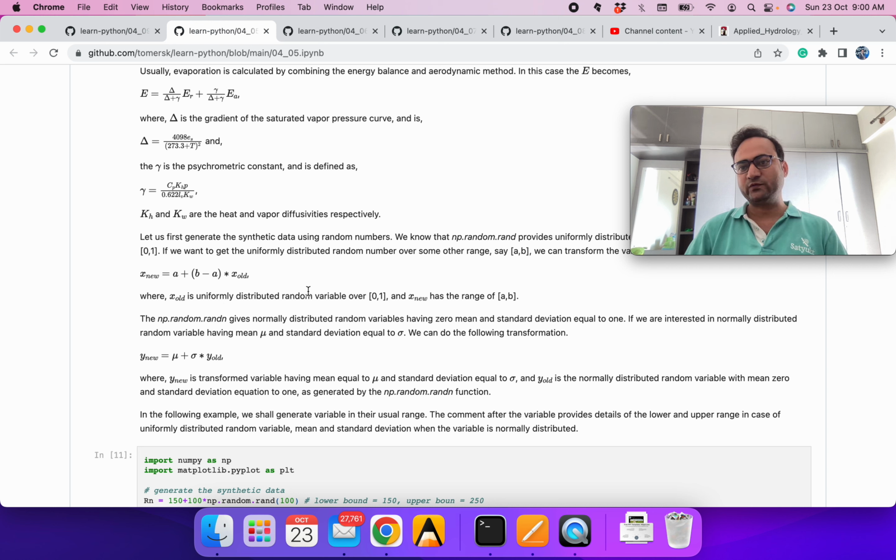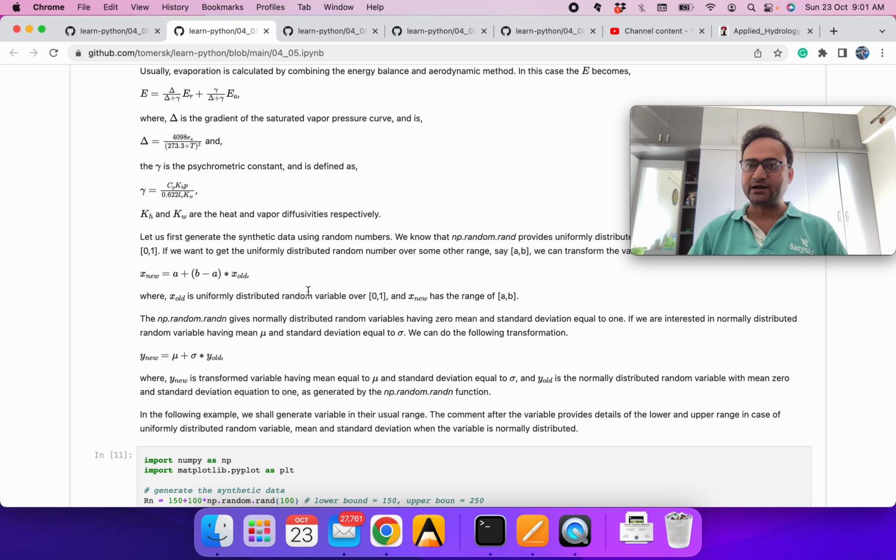One more thing we'll do: we are doing lots of things based on synthetic data, so that I don't have to distribute any data, and you can generate your own data. We have been using standard normal distribution, and we have been using standard uniform distribution. Standard uniform distribution means my minimum value is 0, maximum is 1.